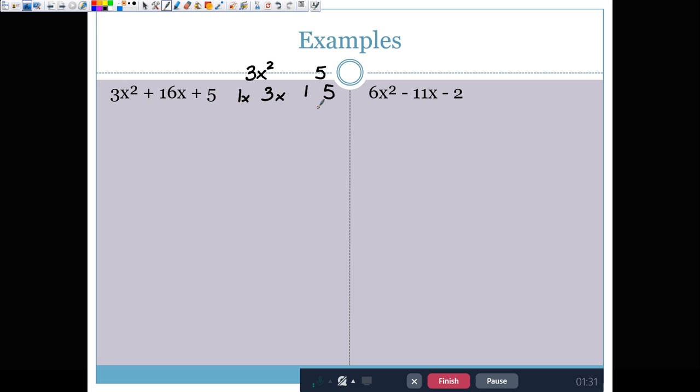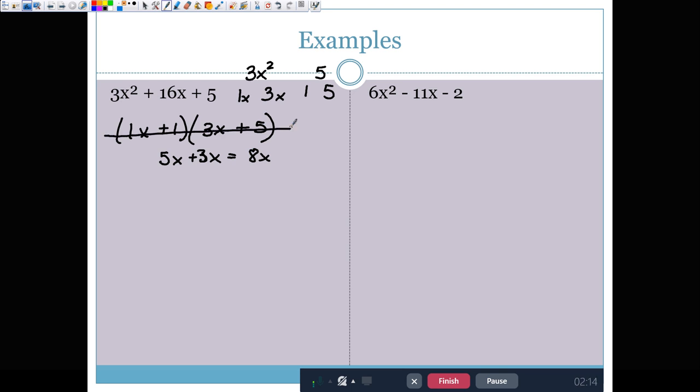So I need to try different combinations. So I'm going to try 1x and 1, and they're both positive, so my terms are going to be positive, positive. So 1x plus 1, and then I'm going to try 3x and 5. Okay, because I know 1 times 5 would be 5, and I know 1 times 3 would be 3, so that's what gives me my first terms. Now we have to just do outside and inside. So 1x times 5 would be 5x, and 1 times 3x would be 3x, and that would equal 8x. Does that equal 16? No, so this is not an answer.